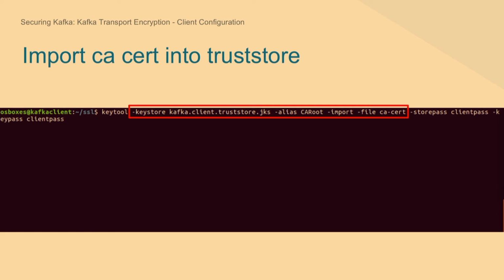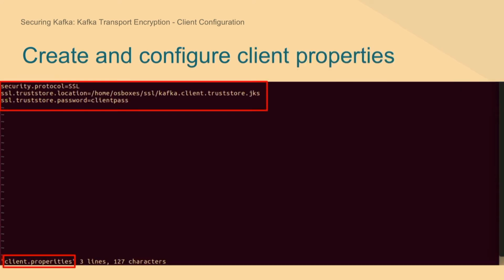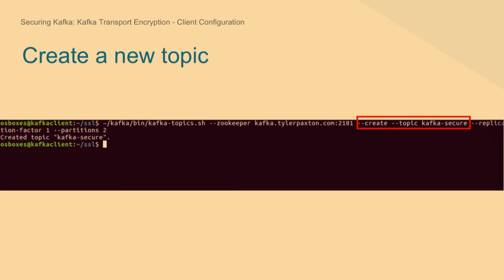So again, creating a trust store using keytool. I've now imported the CA public certificate into my trust store, and then I'm going to go into my client properties, and I'm going to set the security protocol to be SSL, and point to my trust store and give it my password. So now that's all set up, I'm going to save that into a file called client properties, and in my connection information, I'm going to create a topic.